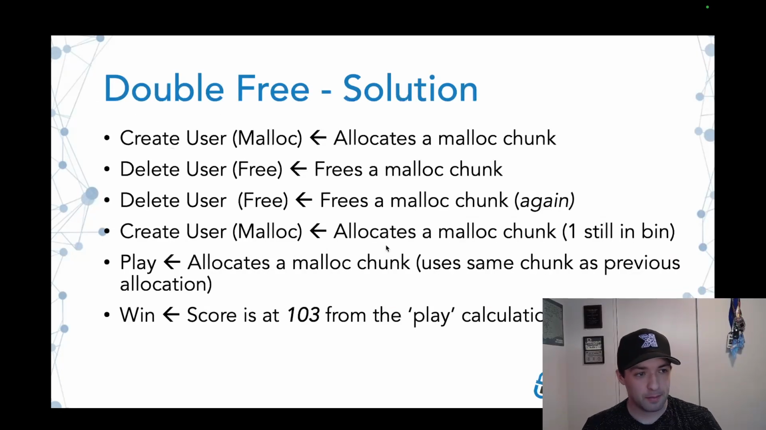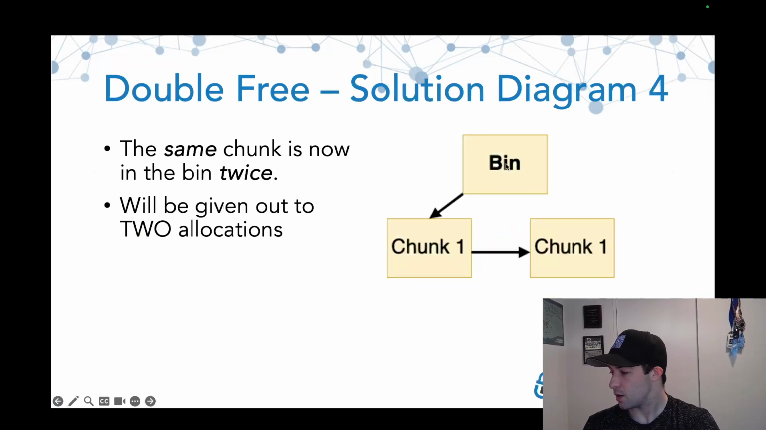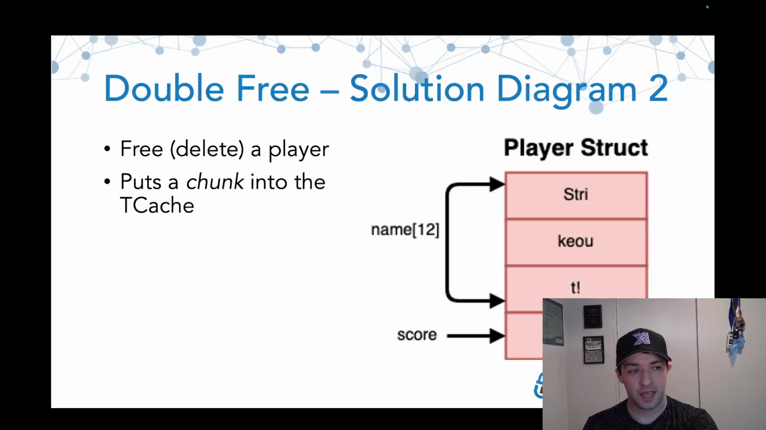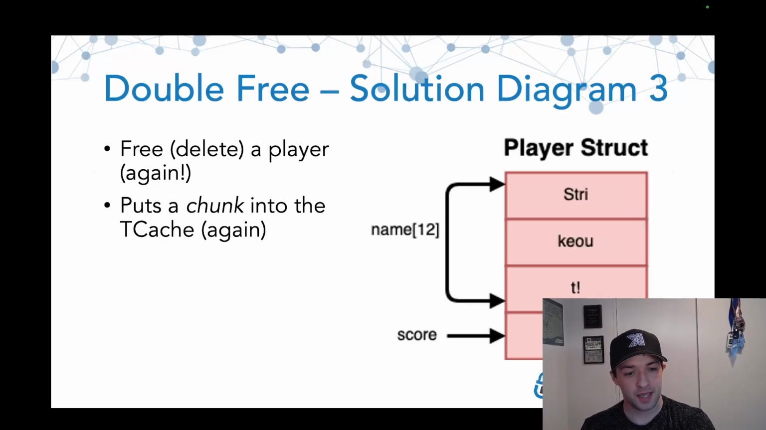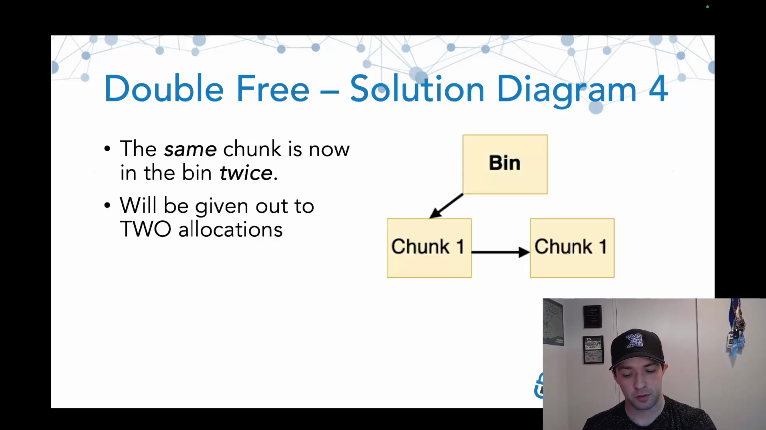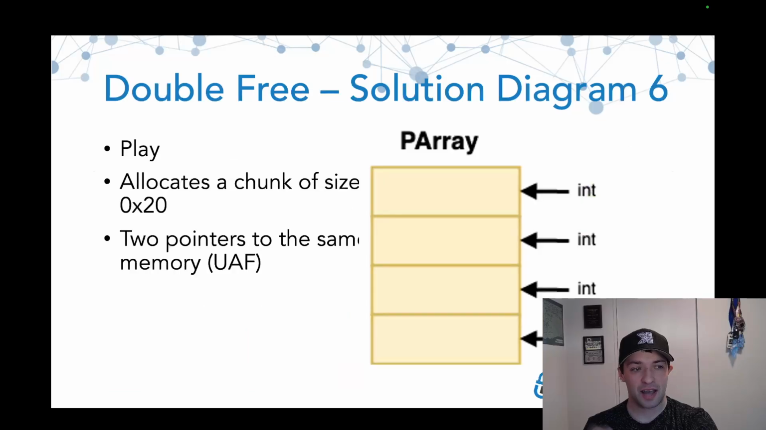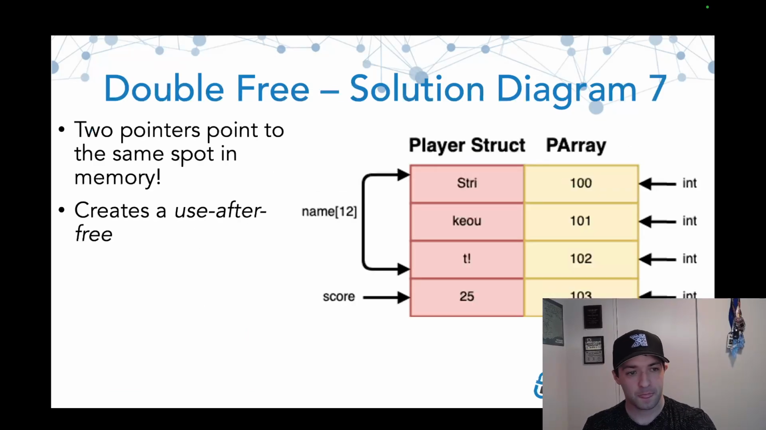So again, to recap, I'll go through the diagrams just to make it easier. We allocated a player, we freed the player, and put this in the Tcache bin. We then did the same thing and put two chunks into the Tcache bin. After doing that, we allocated the player so that we had a reference to that pointer, and then we allocated the P array, which acts as our overlapping chunk. Now that these two chunks are overlapping and they write over the top of each other, it creates a use after free like scenario via the double free.